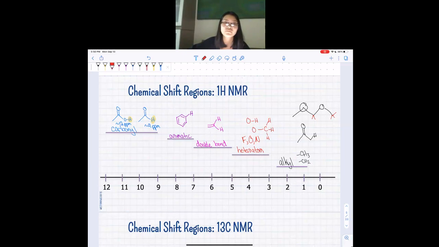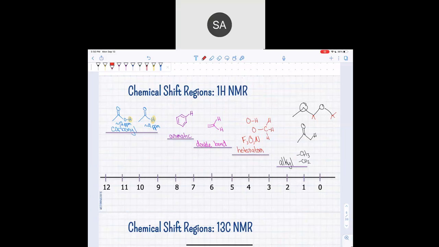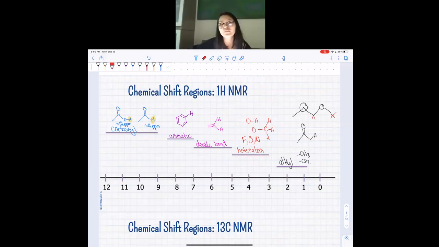Is there a max number of bonds away it has to be? For the heteroatom region, as long as the carbon that the hydrogen is bonded to is directly bonded to that heteroatom, it will be in the heteroatom region. But if it's two carbons away, then I would not include that in your heteroatom. That would be alkyl. Got it. Thank you. You're welcome.